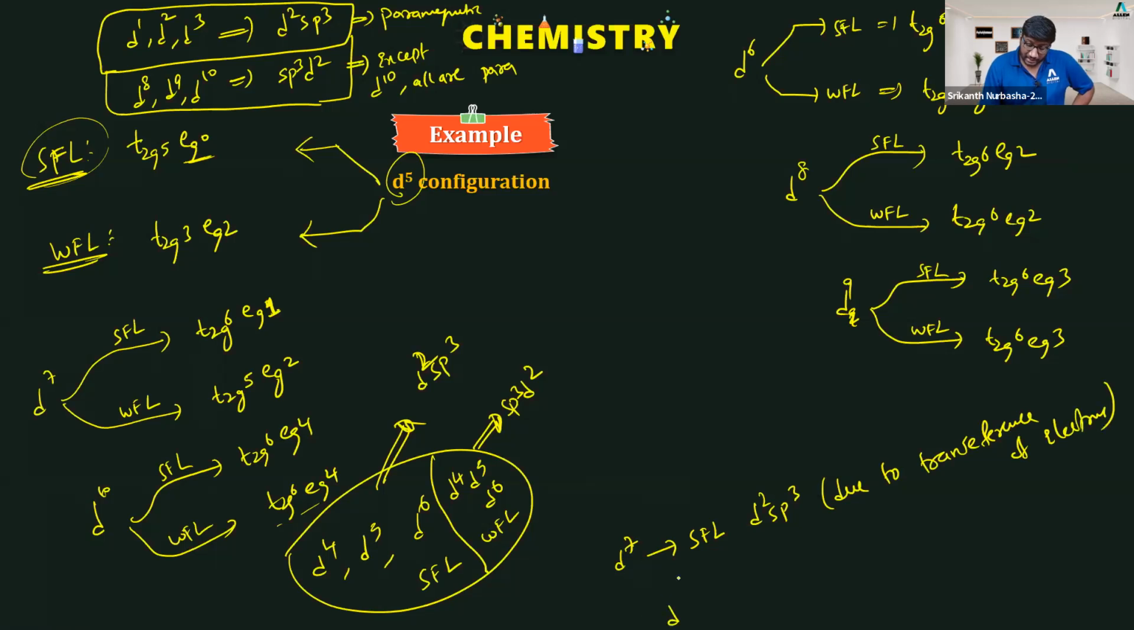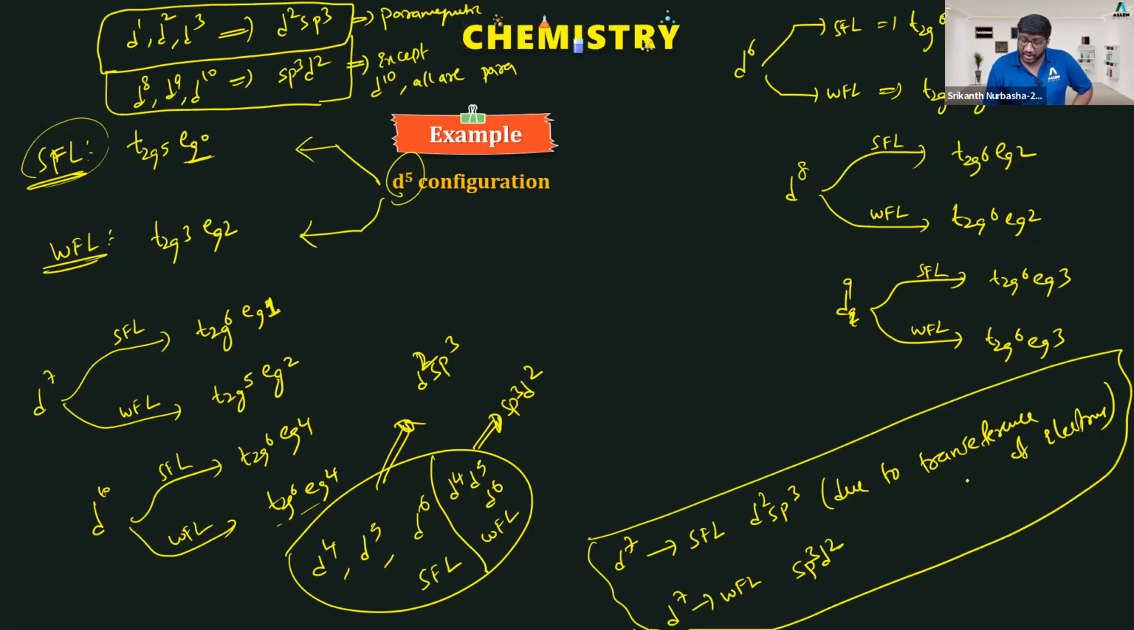And the D7 weak field ligand, sp3d2. Yes or no? Weak field ligand means sp3d2. D7 strong field ligand means d2sp3 due to transference of electrons. Understood how the electronic configurations can be written? D1 to D10.